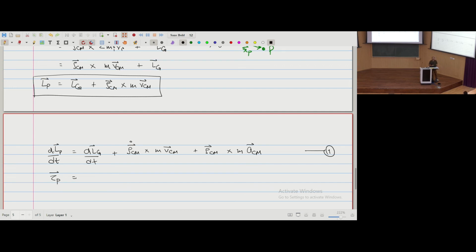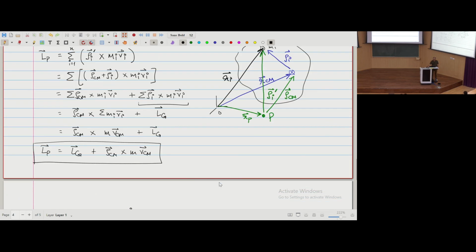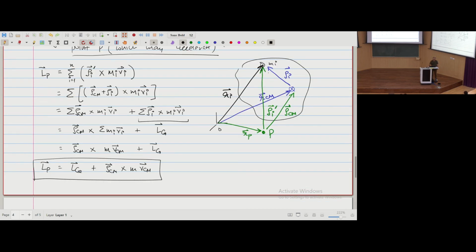So what's the net torque about point P? It's a summation of the moment of the forces about point P. Again, I am only taking external force. Now we are experienced with how to get rid of internal forces as pairs when calculating moments. And this time we have a rho I prime because we are taking things about P. So let me go to the figure. So rho I prime is a vector from P to the mass.